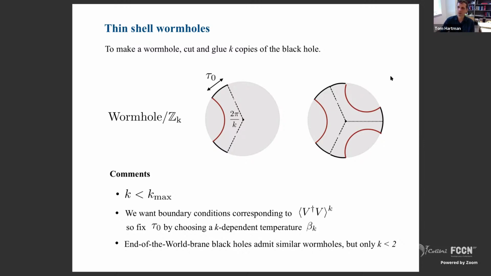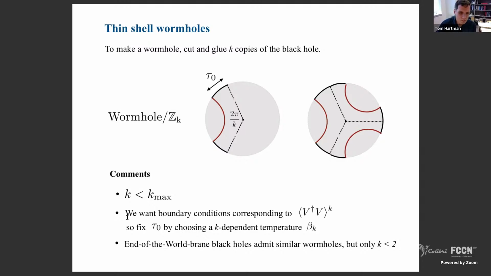A few comments. First of all, it's clear from this construction that there will be a K max. Given any black hole, if I try to make K too large, this angle will get smaller. So this wedge will get smaller, and eventually I'll hit the shell itself, and this construction that I've described will break down. So any given black hole has a K max, and this construction works only for the number of boundaries K up to K max.